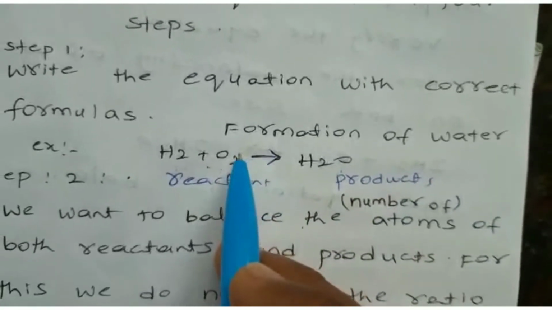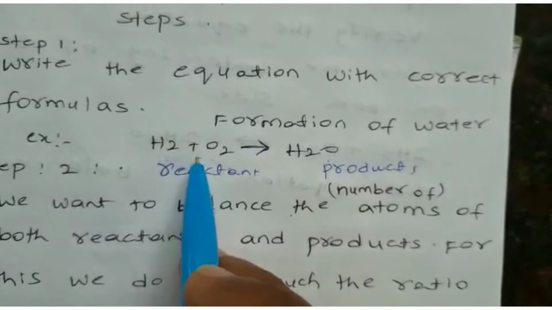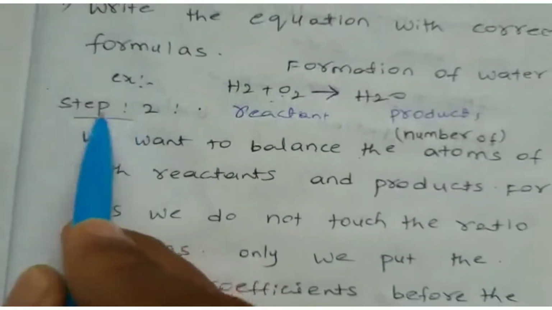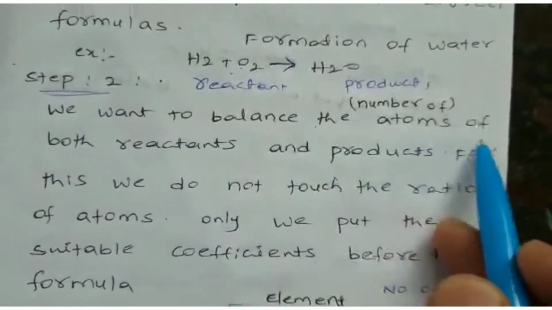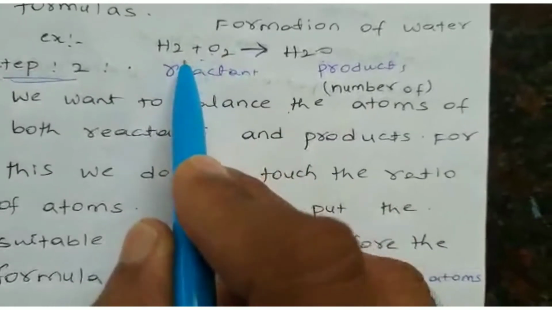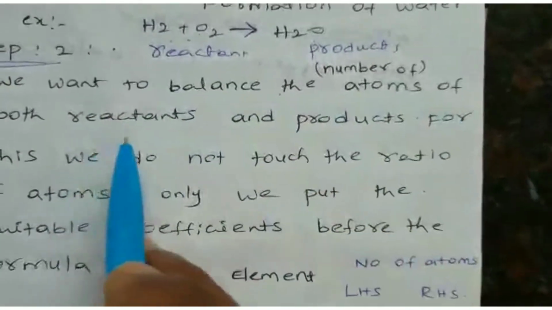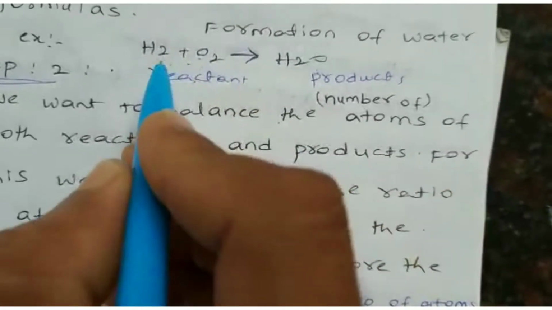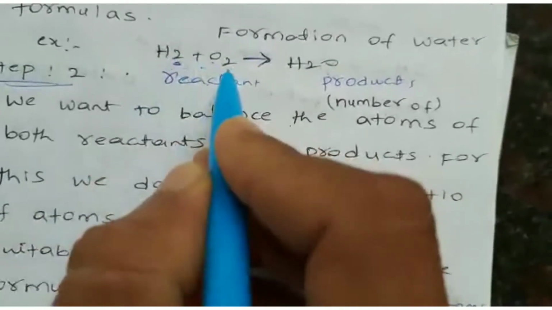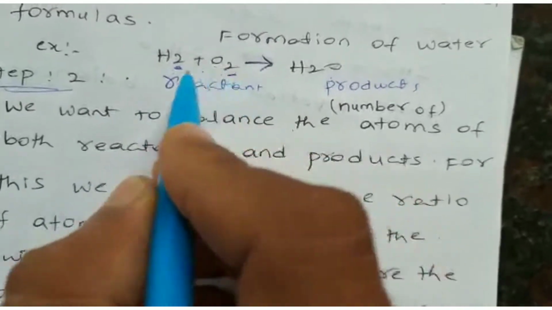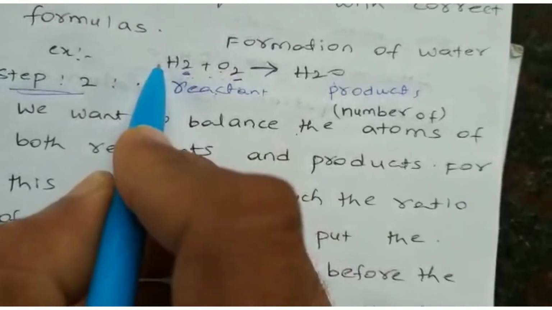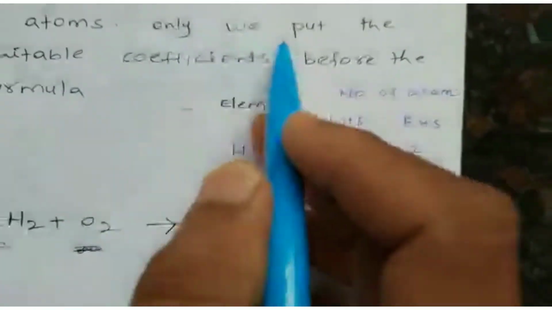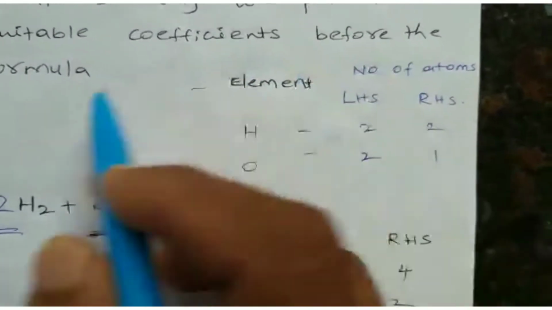First step, what is the first step? We write the correct formula of the equation, reactants and products. Next, second step. We want to balance the number of atoms on both sides, that means reactants and products. For this, we don't touch the ratio of the hydrogen or the ratio of the oxygen. We put the correct coefficient before the formula. We don't touch the ratio of atoms; we only put suitable coefficients before the formula.